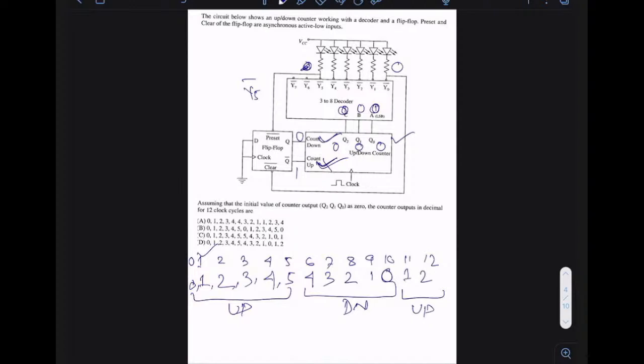If 12 clock cycles are given continuously, you will get 0, 1, 2, 3, 4, 5, and then 4, 3, 2, 1, 0, and 1, 2. Right? This is what you will get. So what is the answer? If you see this, the answer is, of course, option D only. Okay, I hope this is clear. Fine, now let us see the next question.